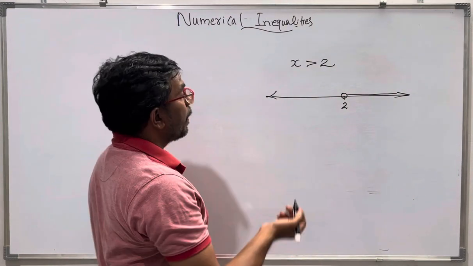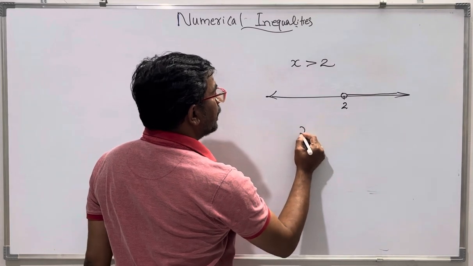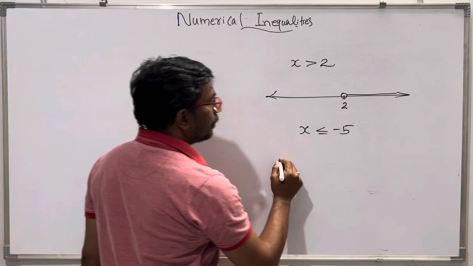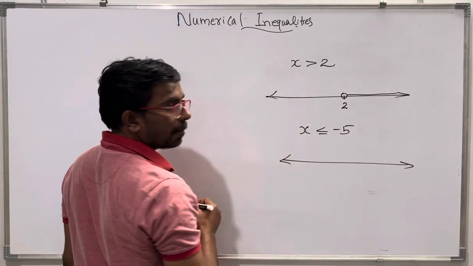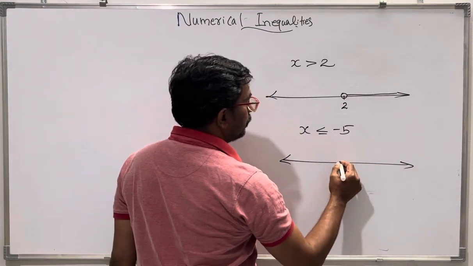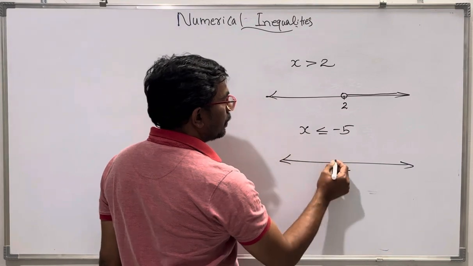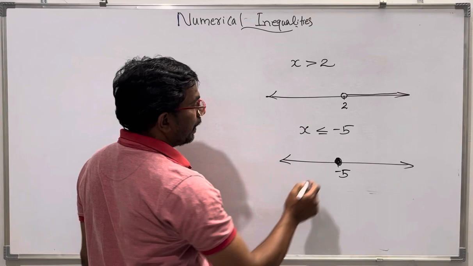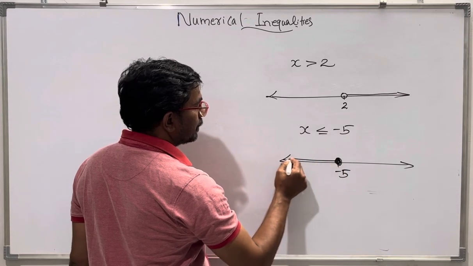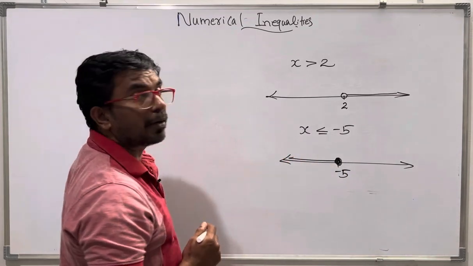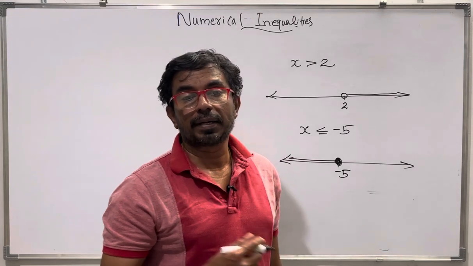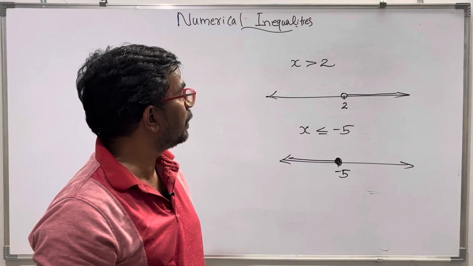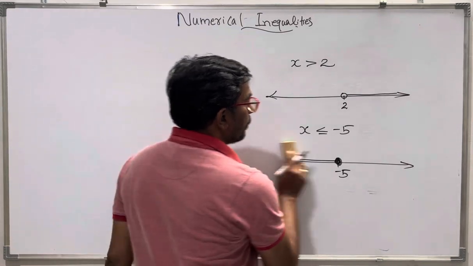Another question: if I write x less than or equal to minus 5, how do you take a number line and choose minus 5? The equal sign is there, which means when you circle it, you fill it, and less than minus 5 means it comes to this side. So this is how we can represent the graph of inequalities in one variable.